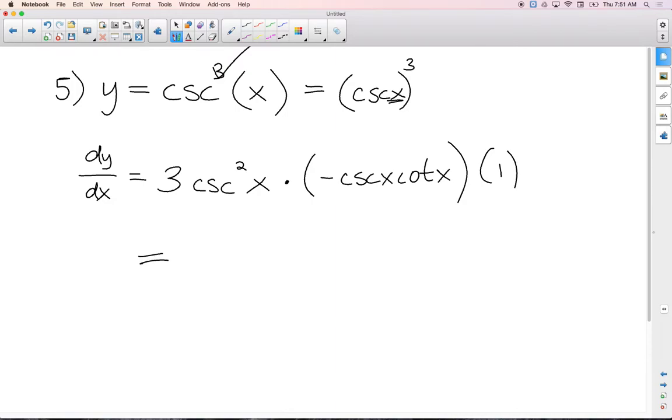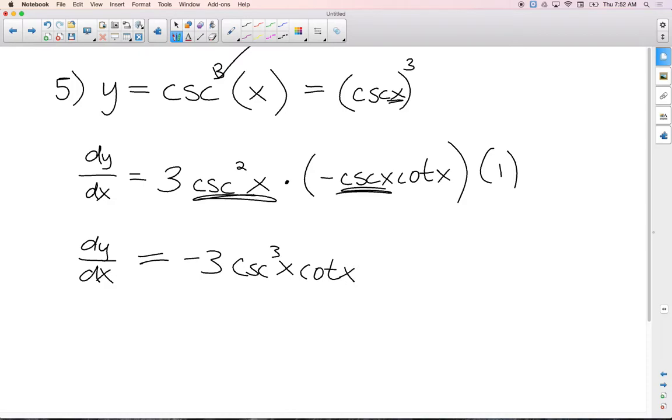Now, the only thing really you can do here, ready? Here's how we simplify this, and this might bother some of you. So you got dy dx. You can bring the negative where? So we can make it a negative 3. The 1 doesn't mean anything. But then cosecant squared times cosecant x is really cosecant to the 3rd, because you got cosecant squared times cosecant to the 1st.